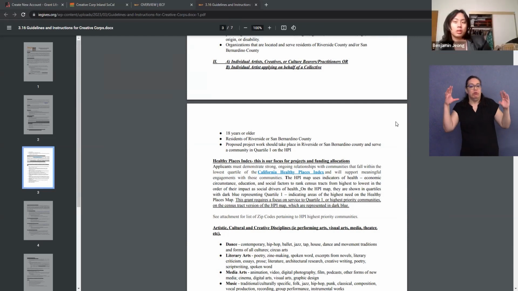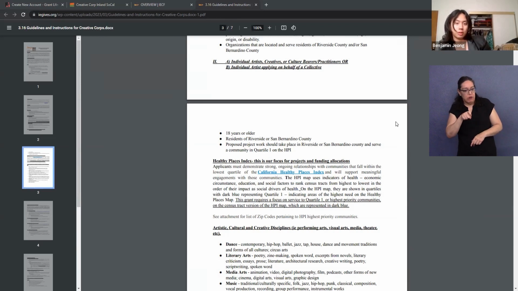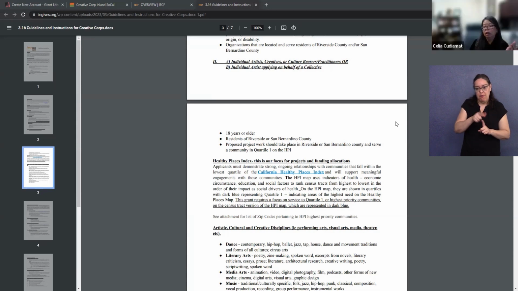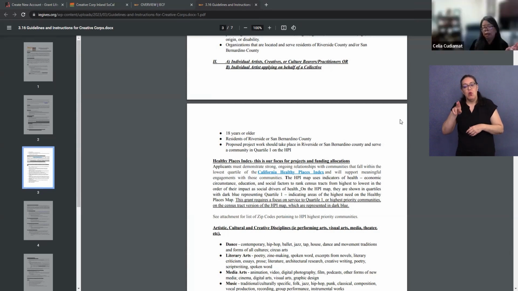Oh, sure. So the artists themselves don't have to be from quartile 1. The project itself needs to help quartile 1. Yes, absolutely. So if I live in quartile 2, then yeah, absolutely.